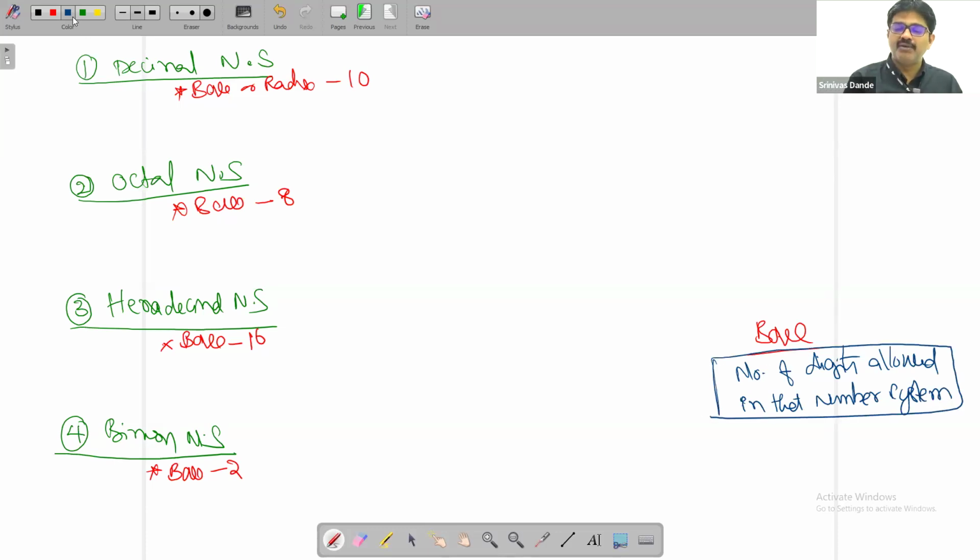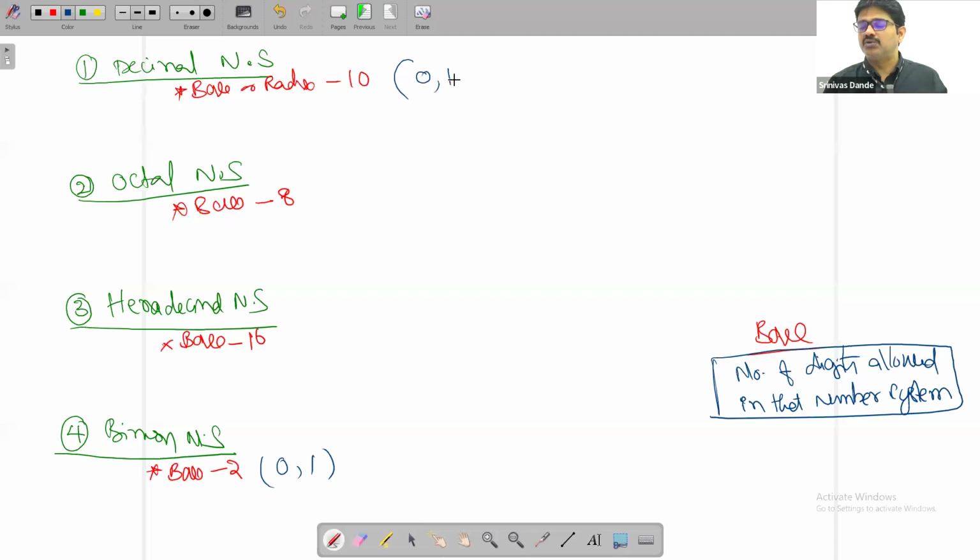For example, take binary, guys. In binary, the base is 2. It means only 2 digits are allowed to frame the binary numbers. What are the 2 digits allowed? You can use 0 and 1 only. That's it. And take the decimal. Decimal 10 means 10 digits are allowed.